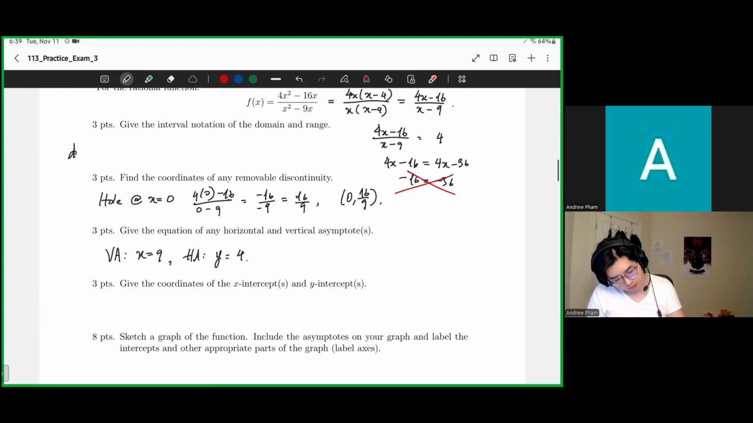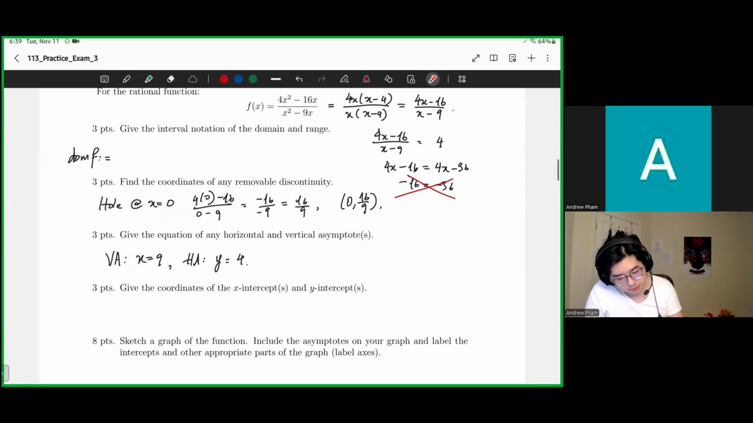The domain is where all the x values can be on a graph. So it takes into account the discontinuities of the hole and the VA. Since I have a hole at x equals 0 and a VA at x equals 9, my domain will be everything but those 2 points. So my domain is minus infinity to 0, union 0 to 9, union 9 to infinity.